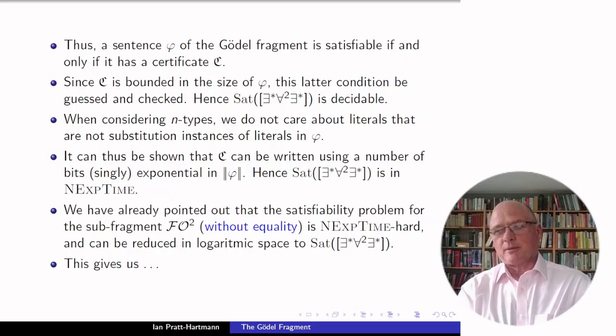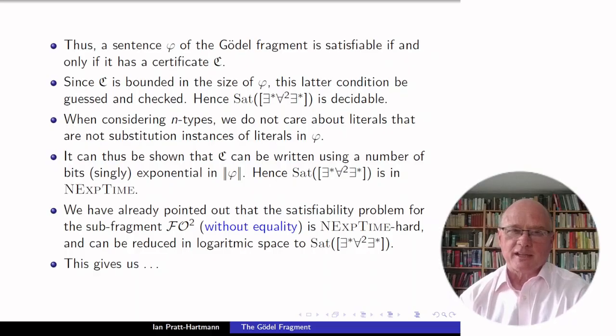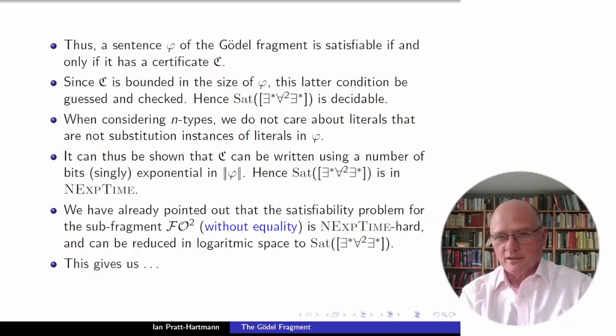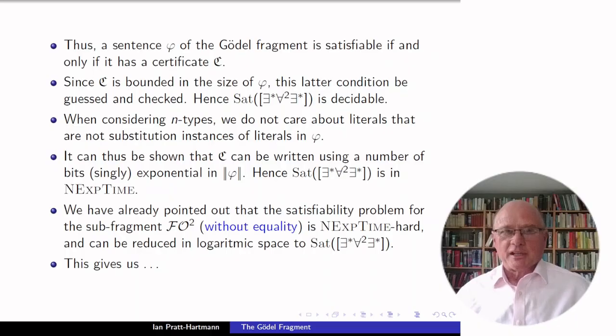Now you might wonder about complexity, and here you do have to be a little bit careful, because when considering n-types, since there's no bound on the arity of predicates, the number of n-types can turn out to be doubly exponential. So we have to be a little bit careful here to keep things within reasonable bounds. When considering n-types, for any n, we don't care about literals that are not substitution instances of literals in phi. These can't make any difference to the truth value of phi.